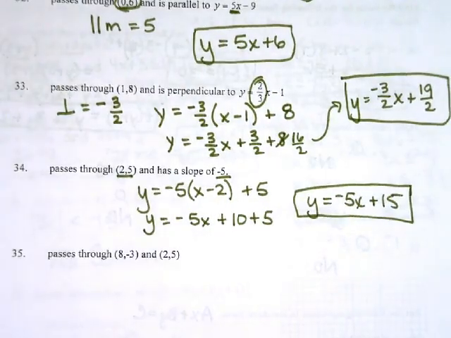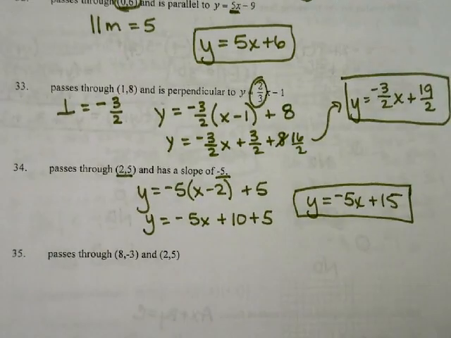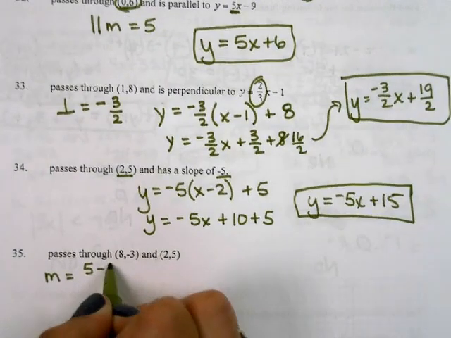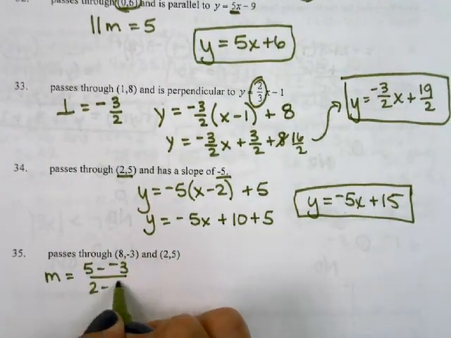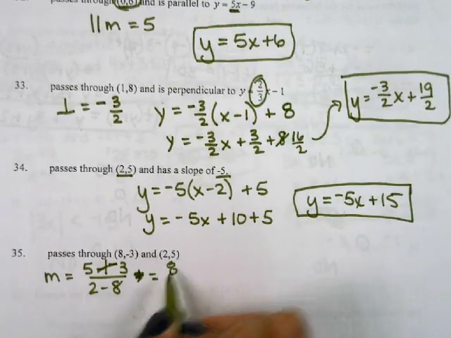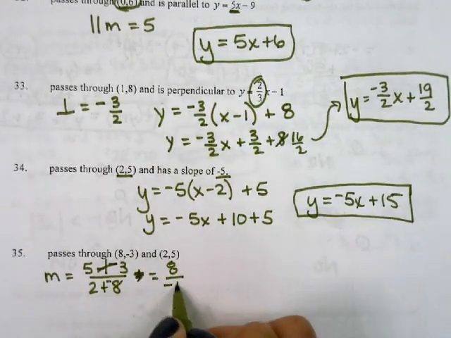Alright, passes through (8, negative 3) and (2, 5). So I have to find the slope first. 5 minus a negative 3 divided by 2 minus 8. 8 divided by a negative 6 reduces to negative 4/3.